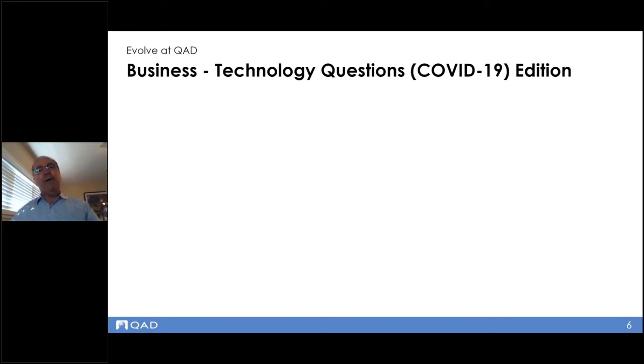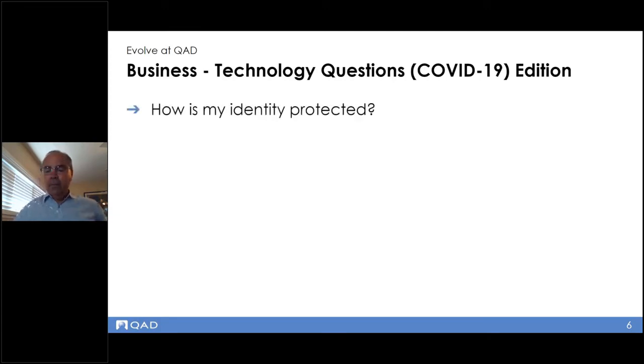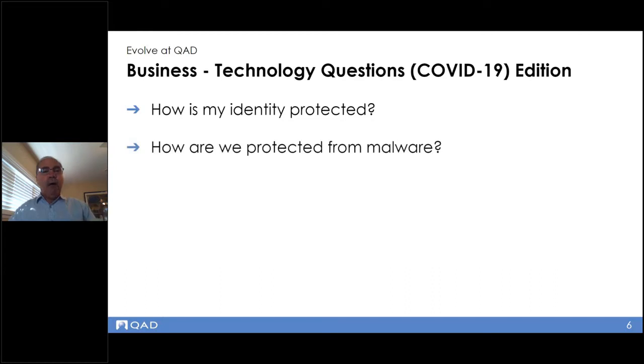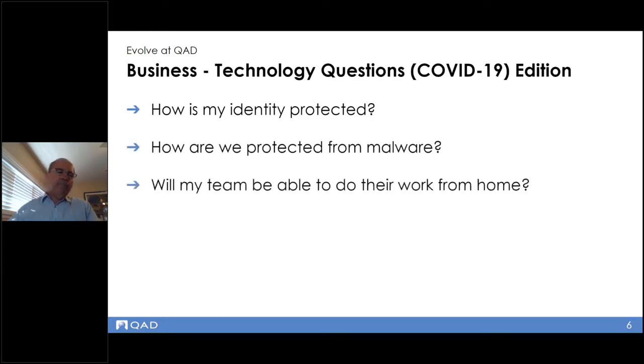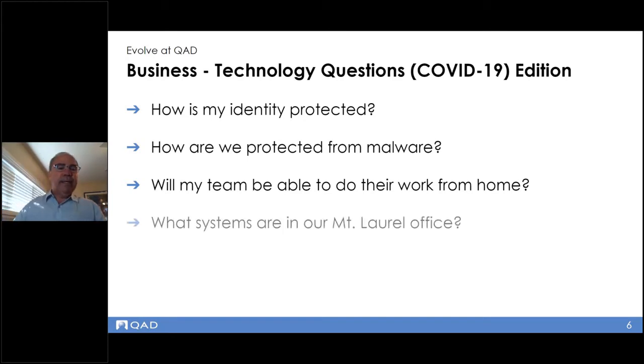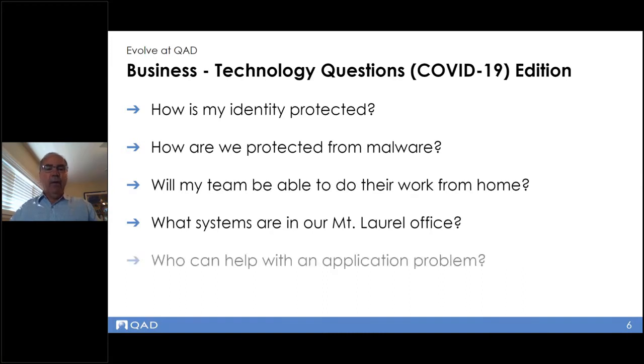All people care about are business technology questions. And so some of those questions are, how is my identity protected? How are we protected from malware? Hey, will my team be able to work from their home? Do they have the tools they need? What systems are in our Mount Laurel, New Jersey office? Because maybe we have to shut it down, or maybe there's a problem over there. What do we need to consider here?